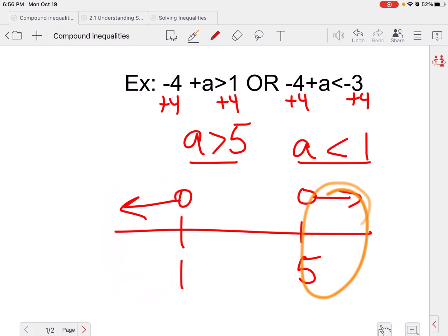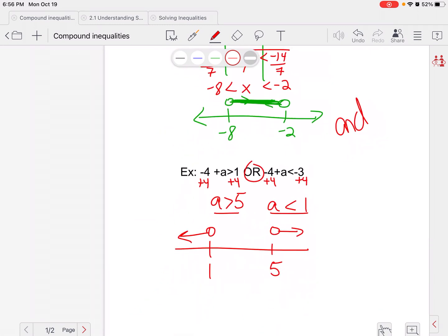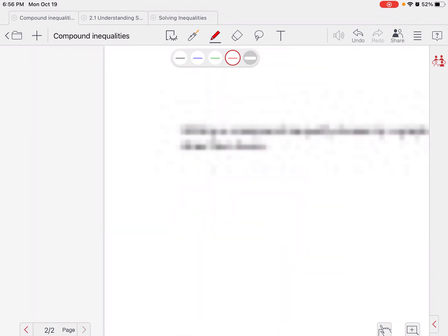or greater than 5. That's why it's an or statement, because if I'm less than 1, like at 0, I'm not also greater than 5. But if we look at an and statement, I can be between -8 and -2 by choosing, say, -6. So these are what we call and statements, while these are or statements, because it has to be either or.